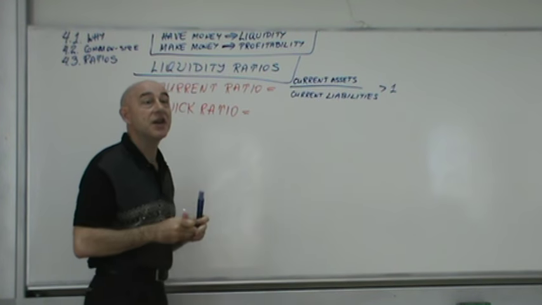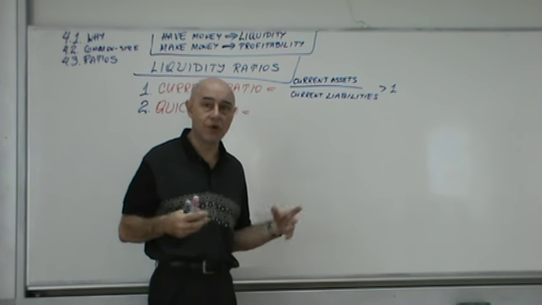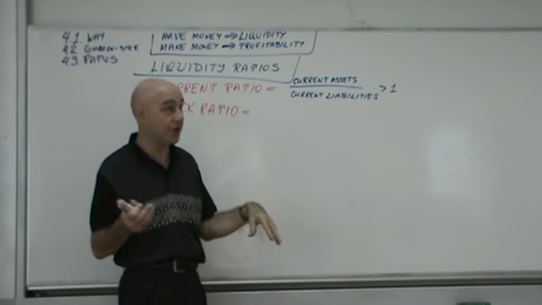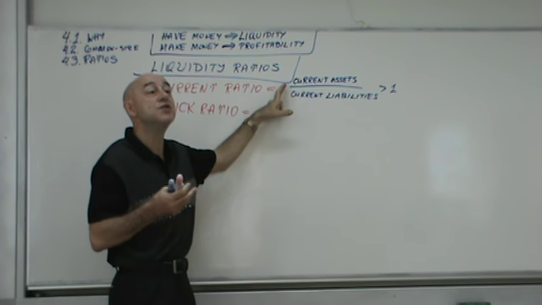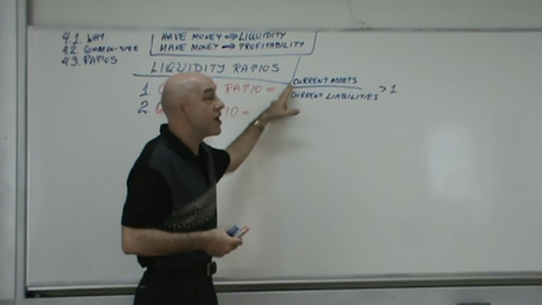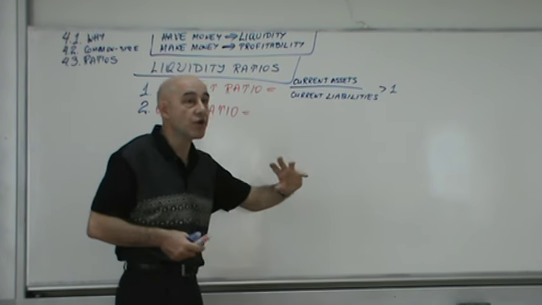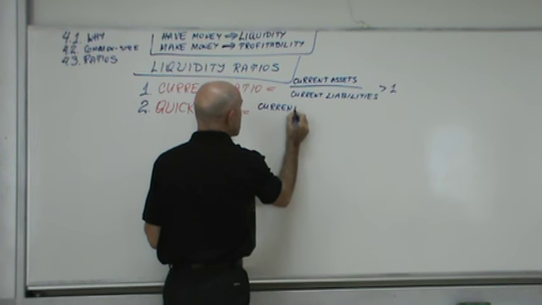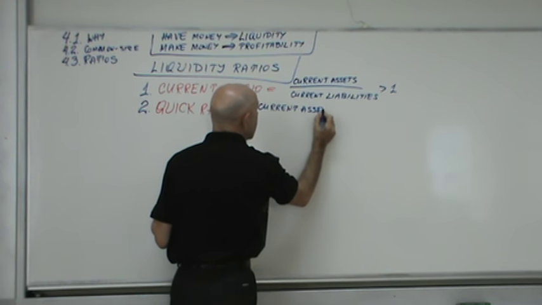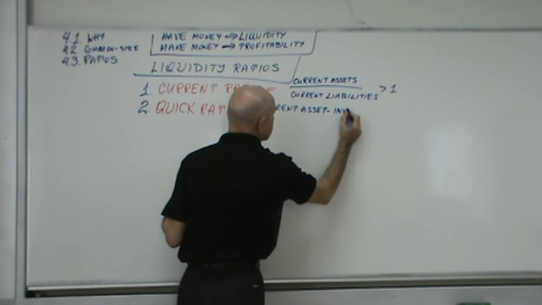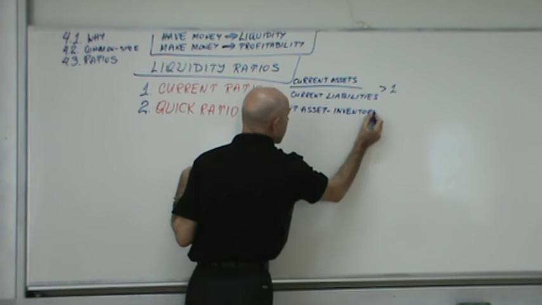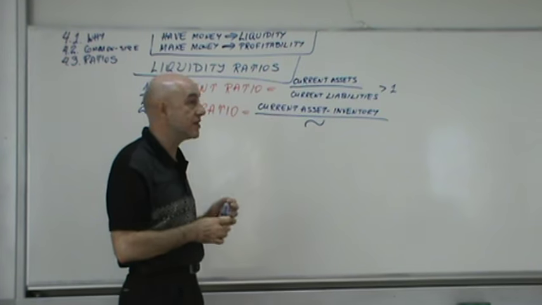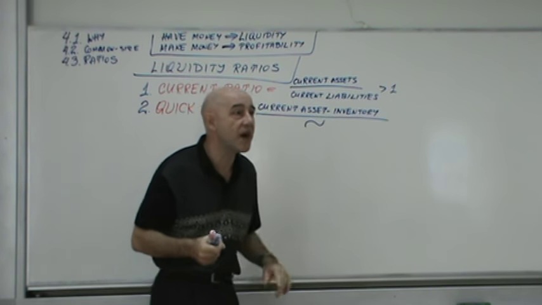And I discussed it already last time, or the time before, I remember I discussed. A lot of times, well, current assets will always include inventory. But a lot of times, inventory is not very liquid. So when you're doing this particular ratio, you want to remove inventory for a slightly better measure. So you say current assets minus inventory, and then you do the same, divided by current liabilities.